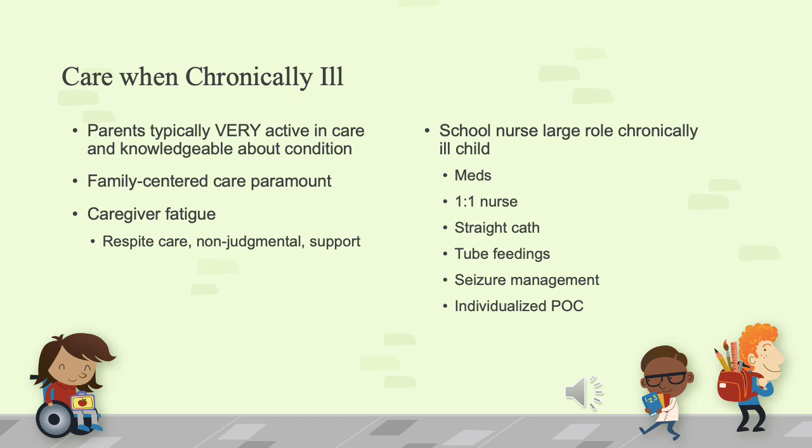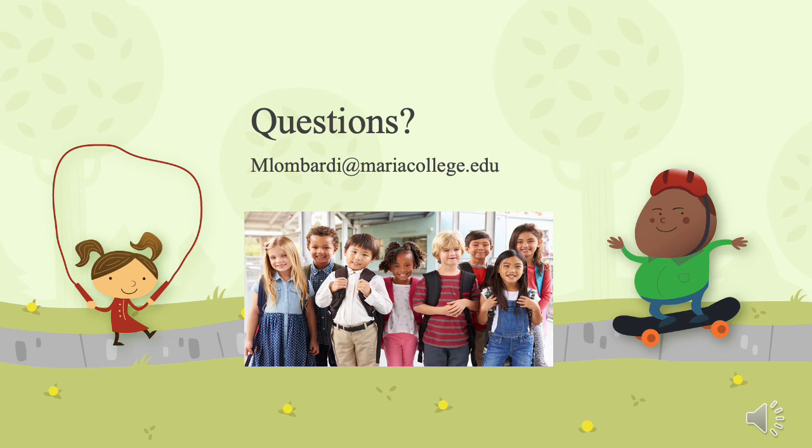They provide daily medications. Sometimes the child will have a one-to-one nurse, meaning that when they're in school, they have a nurse assigned just to them. Other common interventions for the school nurse with a chronically ill child include straight catheterizations, tube feedings, and seizure management. The school nurse will coordinate with the parents and also some school officials to compose an individualized plan of care for that child. That concludes part 1 of the school age lecture.